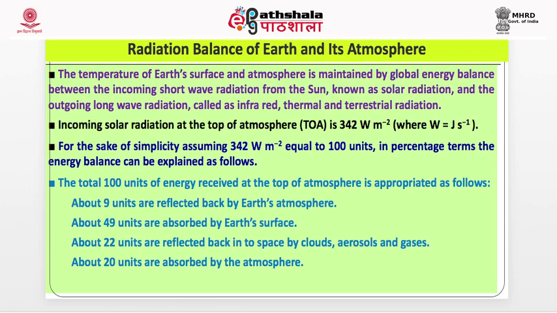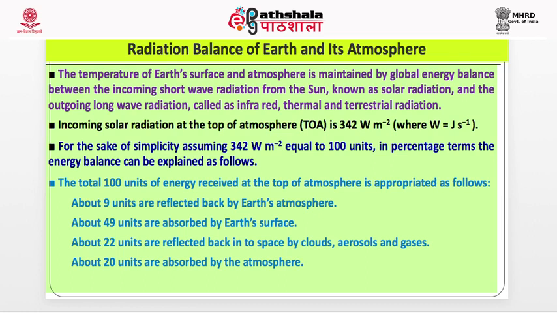The total energy, remember this is the top of the atmosphere, here 342 comes. The total 100 units of energy received at the top of the atmosphere is appropriated as follows. About 9 units are reflected back by Earth's atmosphere. The atmosphere itself reflects back. They don't come to Earth's surface. About 49 units are absorbed by Earth's surface. This Earth's surface, it absorbs 49.